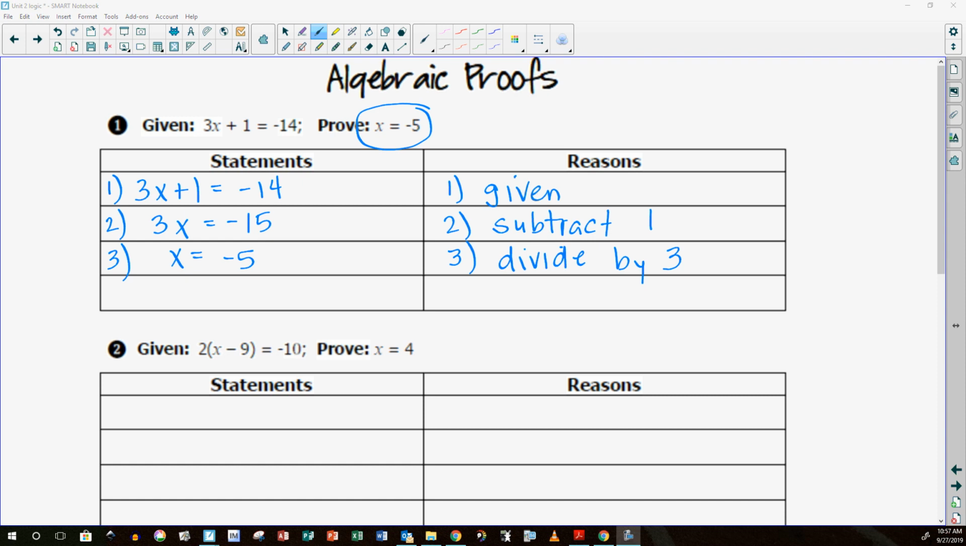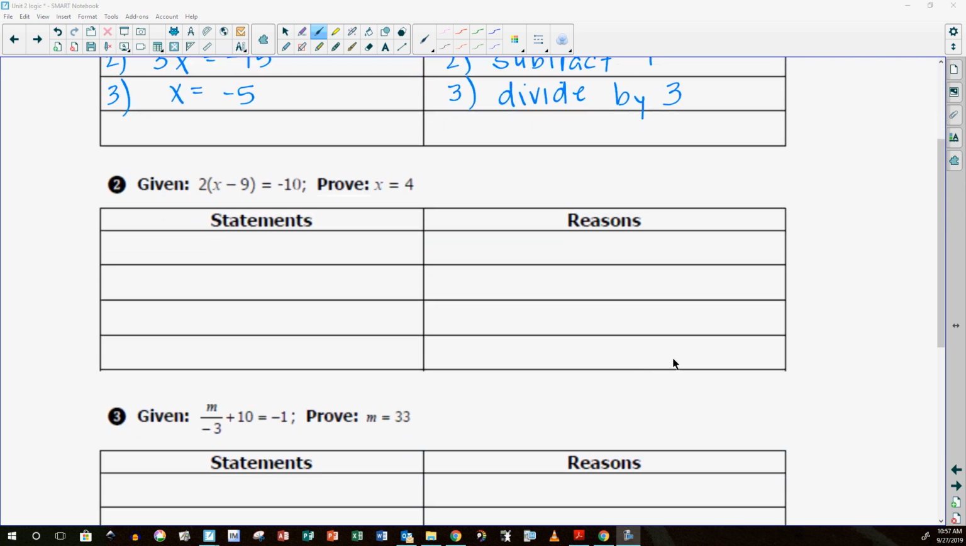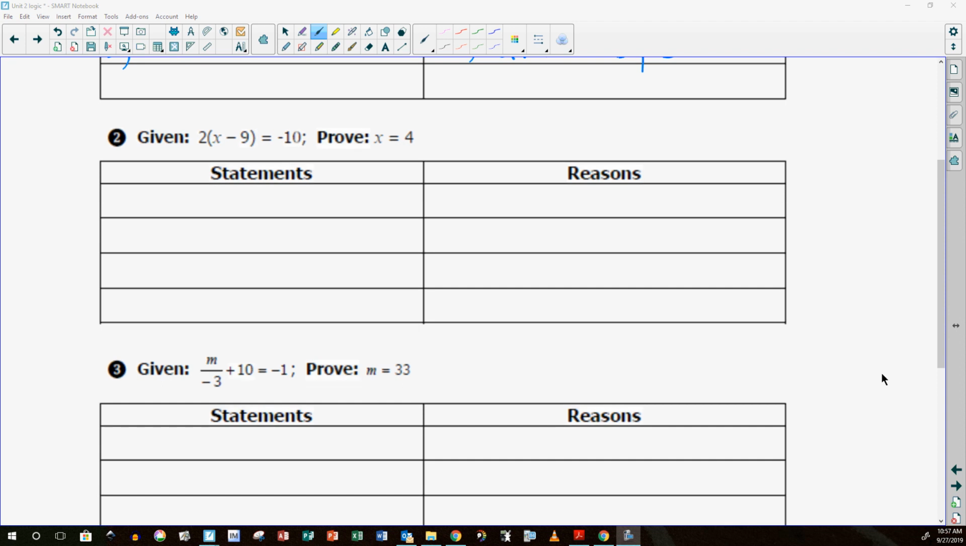All right, here we go. Let's look at number 2. So step 1, you always write what's given. So 2 parentheses x minus 9 equals negative 10. And this is given. Step 2, I'm going to write 2x minus 18 equals negative 10 because I need to distribute.